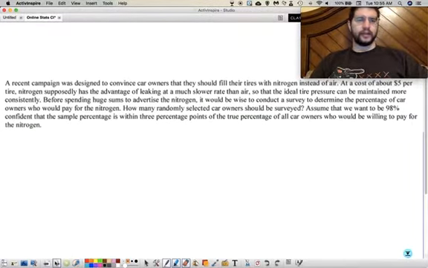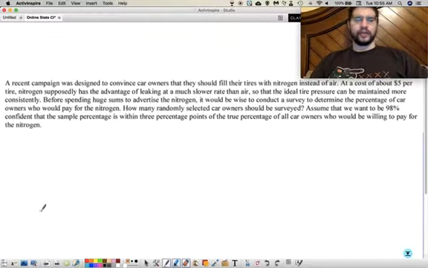Next, a recent campaign was designed to convince car owners they should fill their tires with nitrogen instead of air. At a cost of about $5 per tire, nitrogen supposedly has the advantage of leaking at a much slower rate than air, so the ideal tire pressure can be maintained more consistently, which would in turn increase your gas mileage. Before spending huge sums to advertise nitrogen, it would be wise to conduct a survey to determine what percentage of car owners would pay for nitrogen.